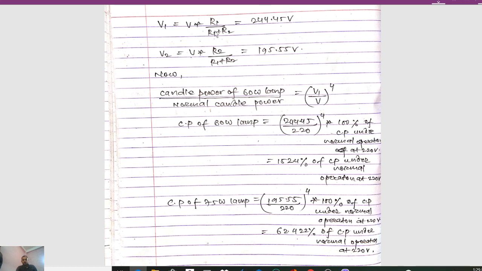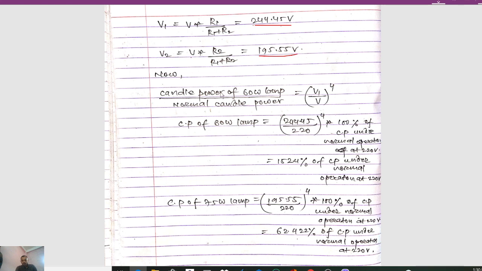V1 as V into R1 upon R1 plus R2. So on calculating and substituting all the values, just as we have calculated R1 and R2, we'll get here 244.45 volt. Similarly, to calculate V2, we'll get V2 equals V into R2 upon R1 plus R2. We'll get here 195.55 volt.